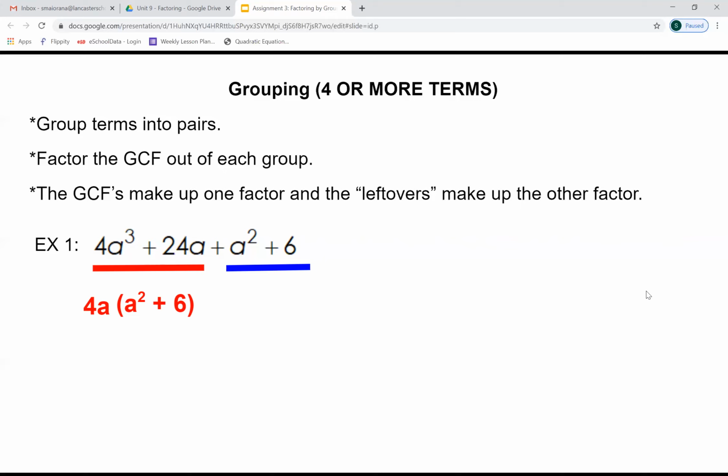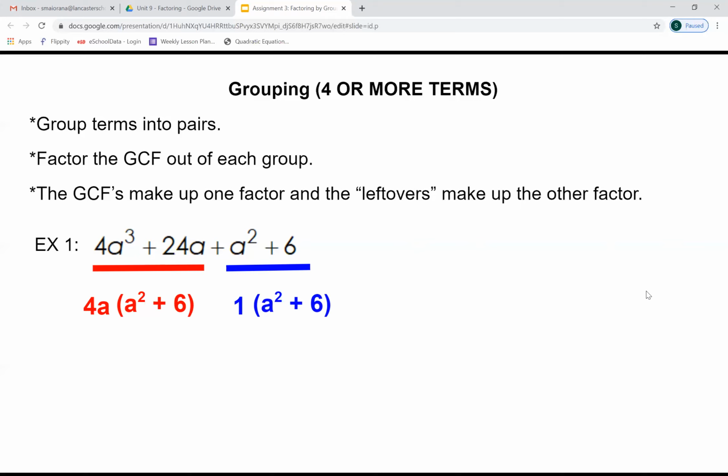Now we're going to repeat the same thing for our blue group. Now as far as numbers go, I have a coefficient of 1 in front of the a squared and a 6. The only number I can take out of that is a 1, and they don't have any a's in common. So all I'm able to take out of the blue group as a GCF is 1, which means I have a squared plus 6 left.